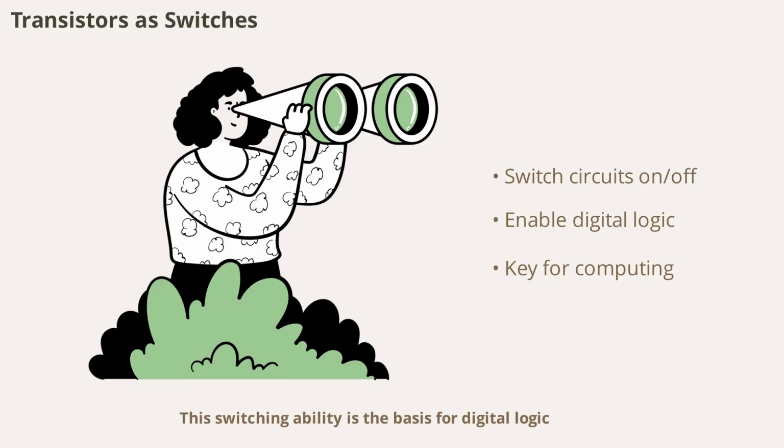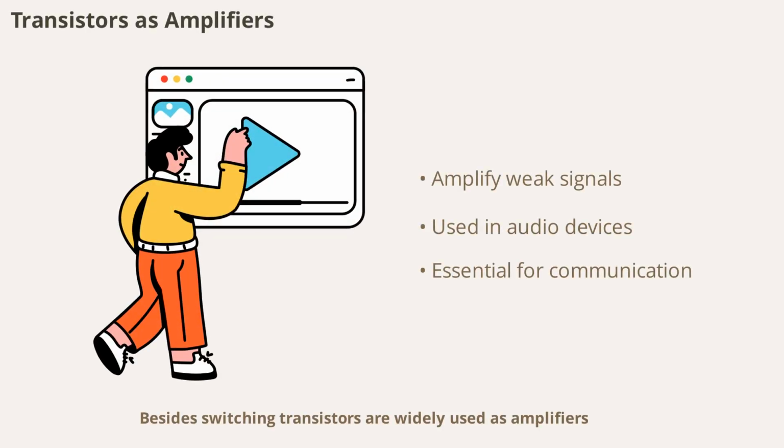This switching ability is the basis for digital logic, allowing computers to perform calculations and store information. The speed and reliability of transistors have enabled the rapid advancement of computing technology. Besides switching, transistors are widely used as amplifiers. They can increase the strength of weak electrical signals, making them essential in radios, audio equipment, and communication devices. Amplification is achieved by controlling a large current with a small input, a principle that underpins much of modern electronics.